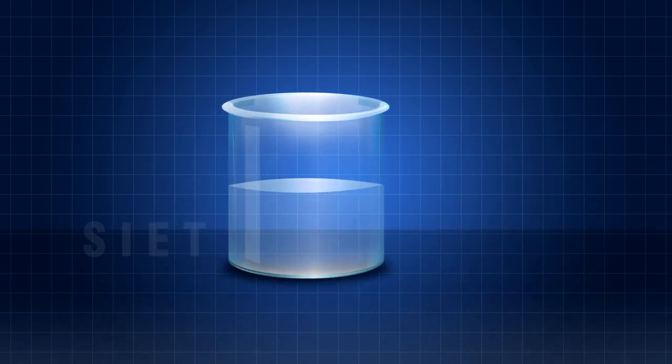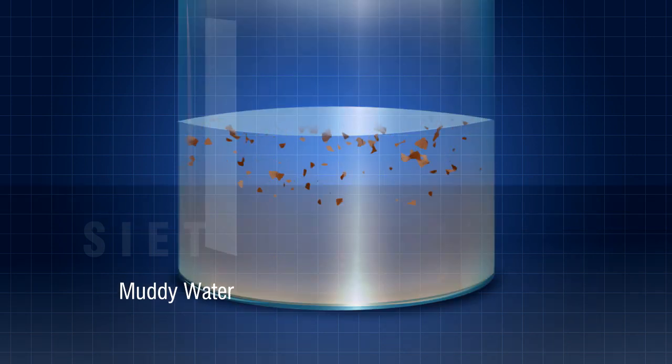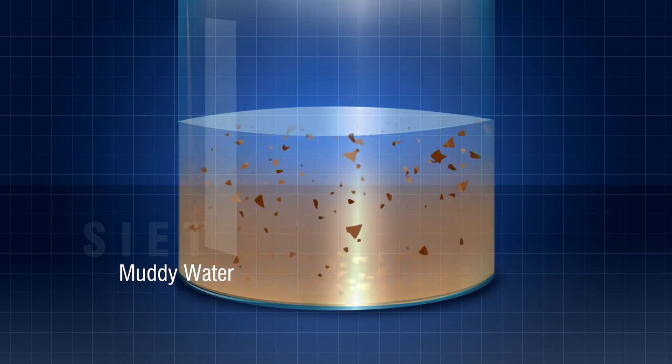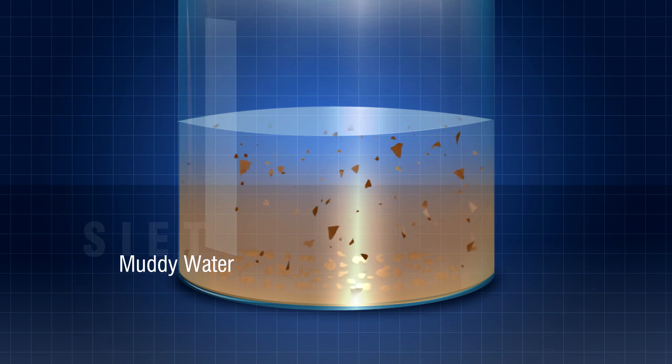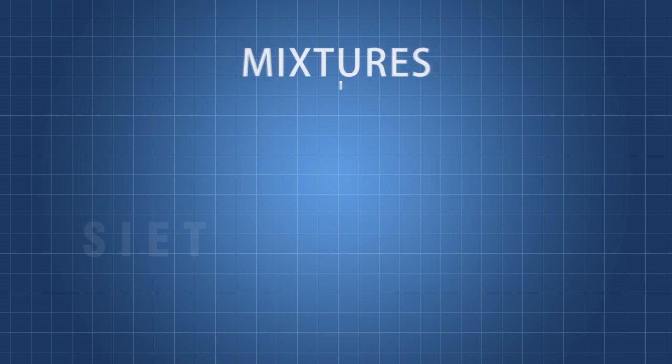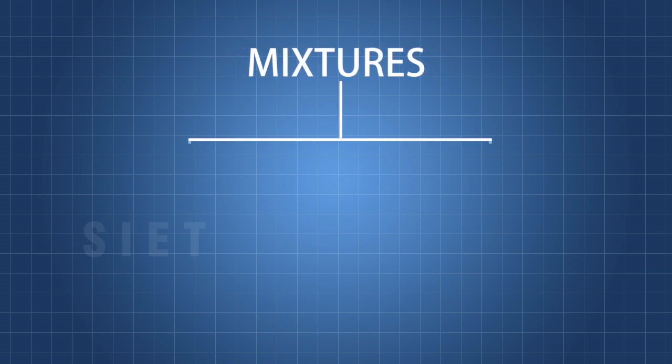By carefully observing, you will find that in common salt solution, no salt particles settle down to the bottom of the glass. But in the glass containing the muddy water, some solid particles settle down to the bottom of the glass. This explains that mixtures have different compositions.